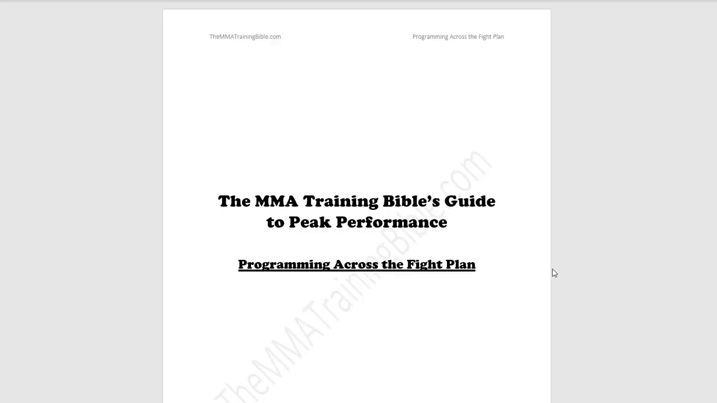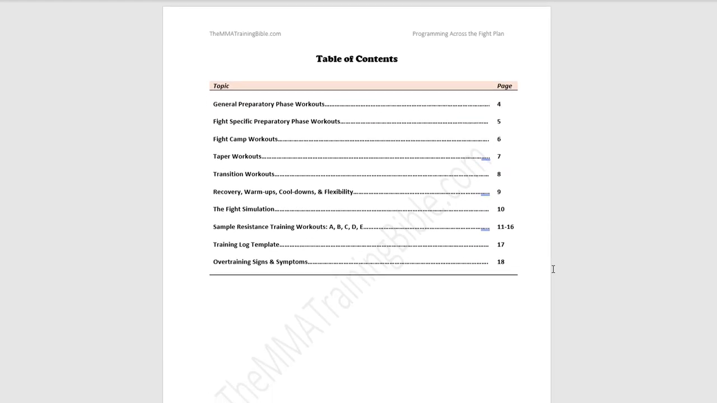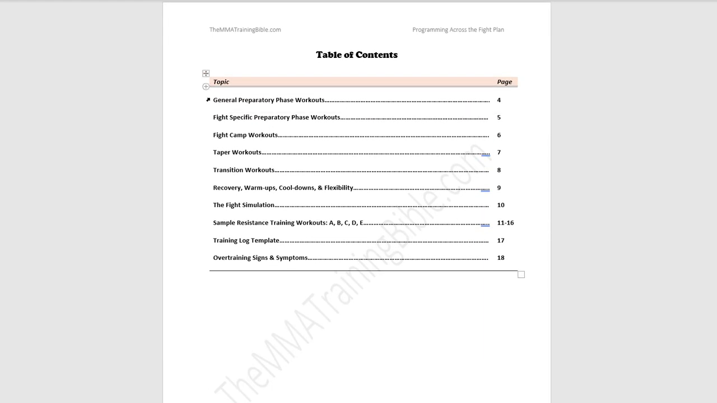So here's the title page, the first page you'll see, Programming Across the Fight Plan. When you download this, there's a little disclaimer here. And then here's the table of contents. You can see it's broken down. We have general preparatory phase workouts, fight-specific preparatory phase workouts, fight camp workouts, taper workouts, transition workouts, recovery, warm-ups, cool-downs, and flexibility. We talk about the fight simulation. I also give you sample resistance training workouts, A, B, C, D, and E, if you remember that. And I give you the training log template. And I also think it's important to remind you of important things like, say, for example, overtraining signs and symptoms.